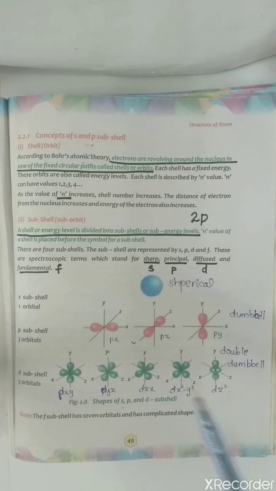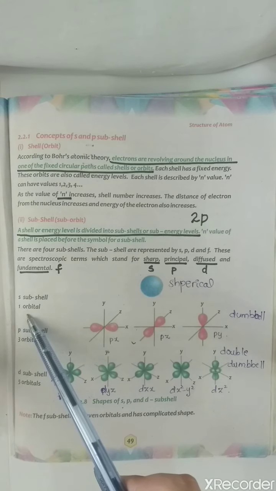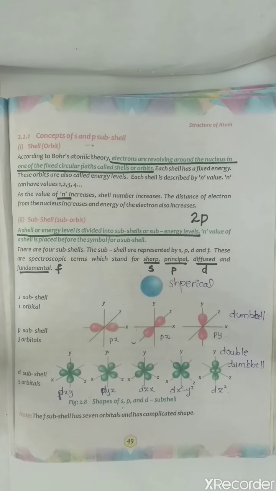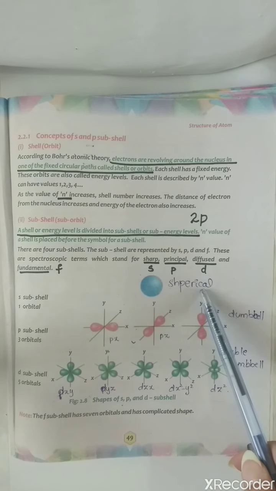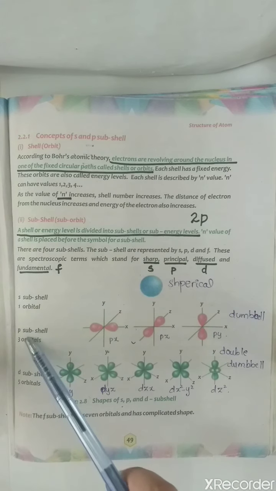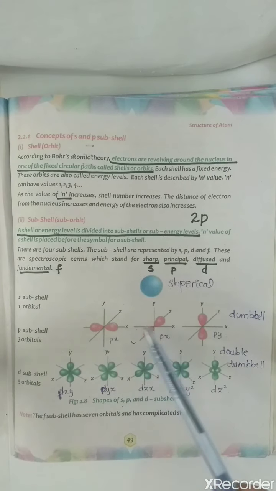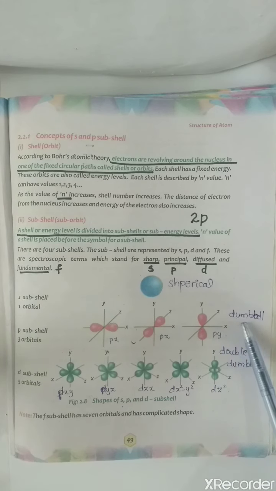Now we'll move on to the shapes of these subshells. First one is S subshell with 1 orbital. So S subshell is having a circle, that is the spherical shape. You can see it is only 1 orbital. Now the next one is P subshell with 3 orbitals. As you can see, there are 3 orbitals and the shape of these is dumbbell shape.